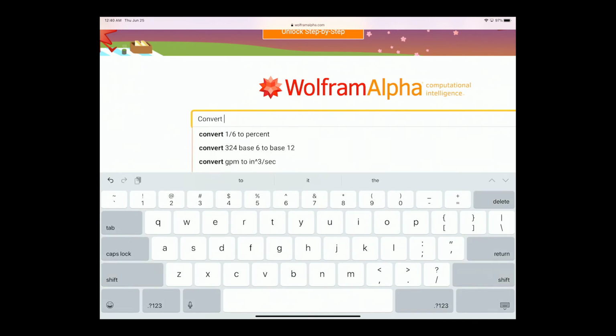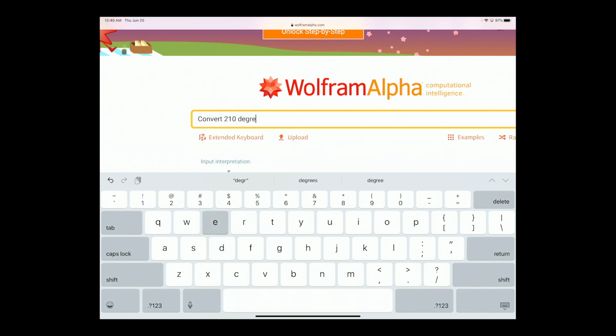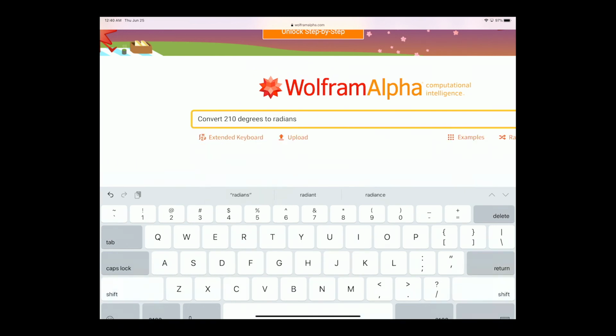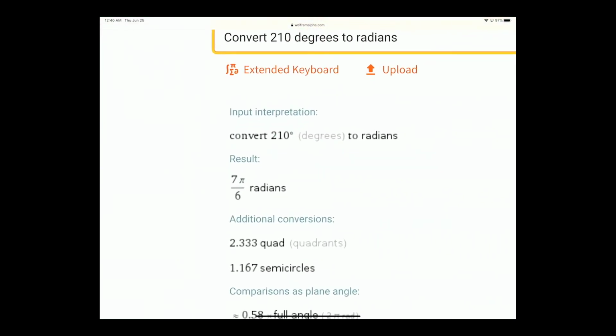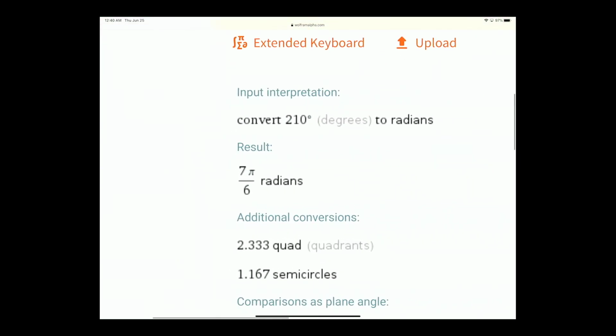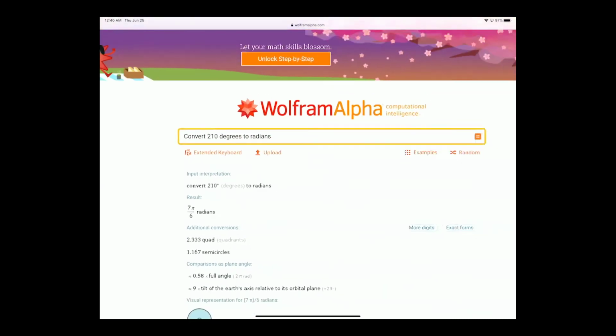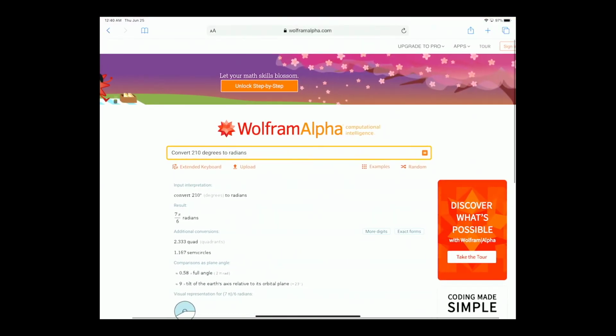You can say, convert 210 degrees to radians. Enter. And there you go. 7 pi over 6 radians. Easy peasy.